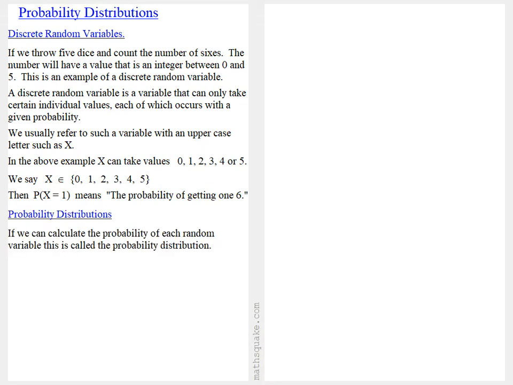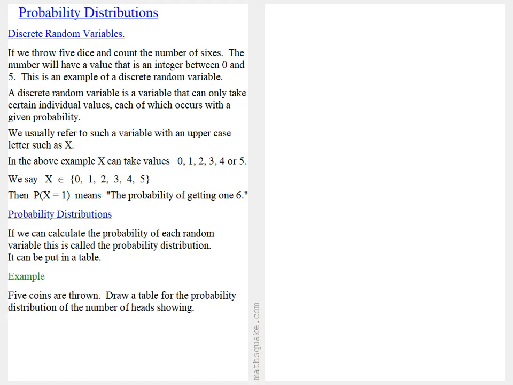If we can calculate the probability of each value of the random variable, this is called a probability distribution, and it can be put in a table. So for example, 5 coins are thrown. Draw a table for the probability distribution of the number of heads showing.